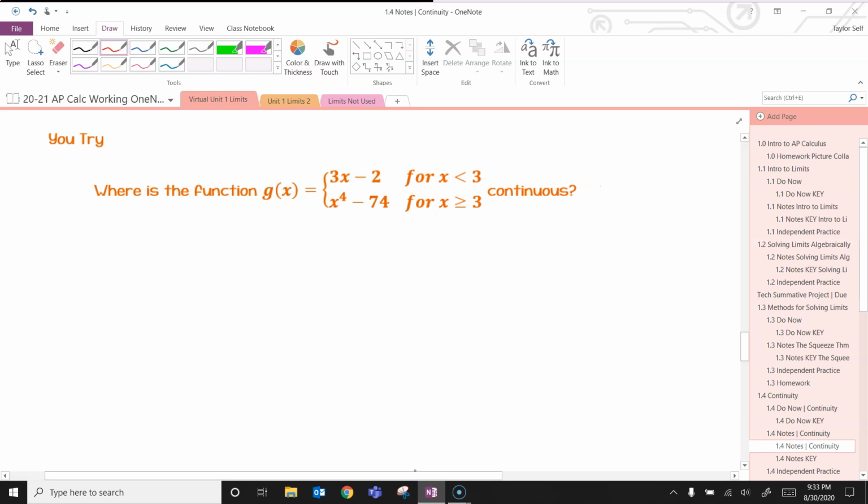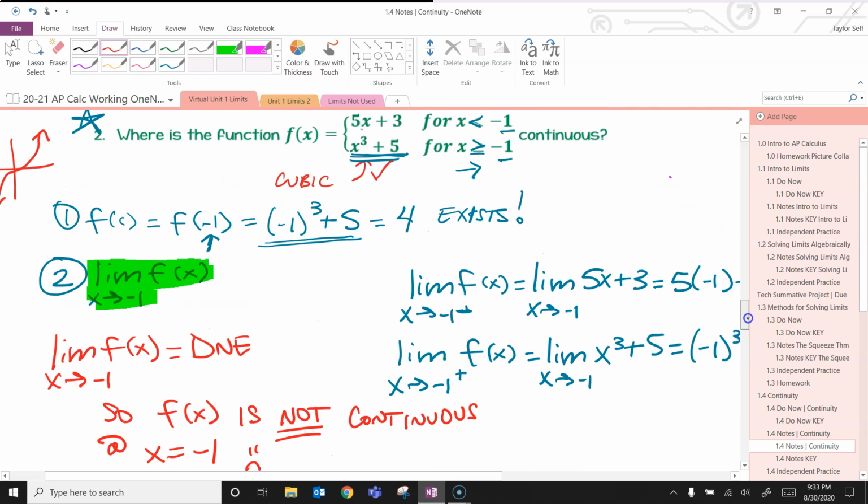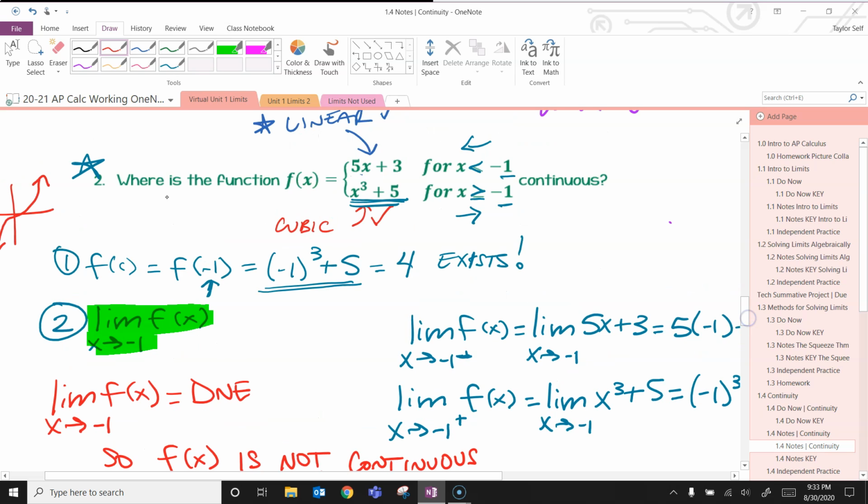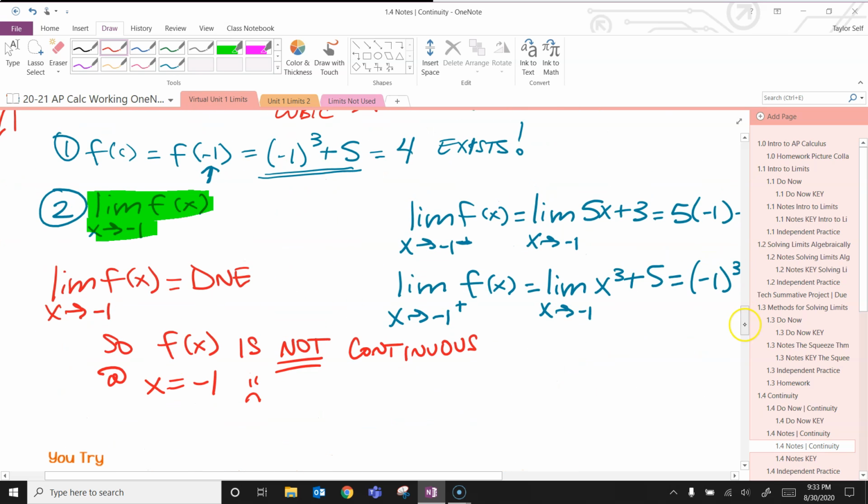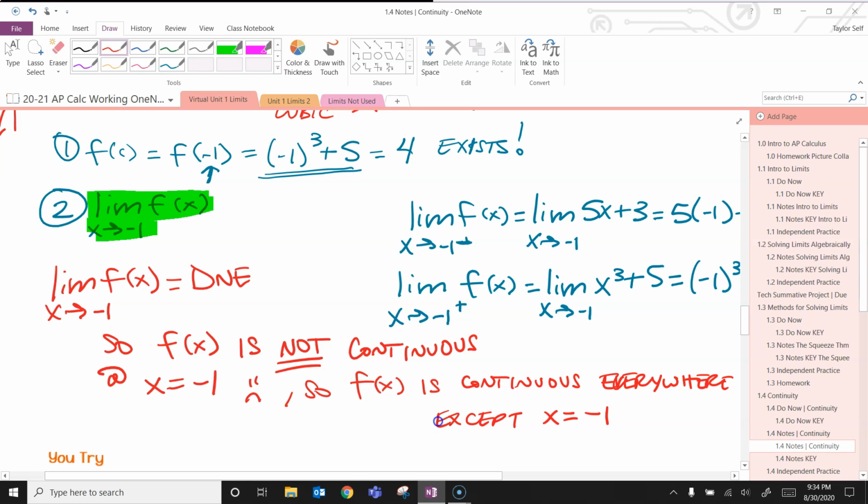Where is the function g of x continuous? Oh, shoot. Hold on really quick, y'all. If we're answering where is the function continuous, we would say f of x is not continuous at x equals -1, so f of x is continuous... It was asking where is it continuous? Everywhere. Oops. Everywhere, except x equals -1. We have to make sure we answer the question.